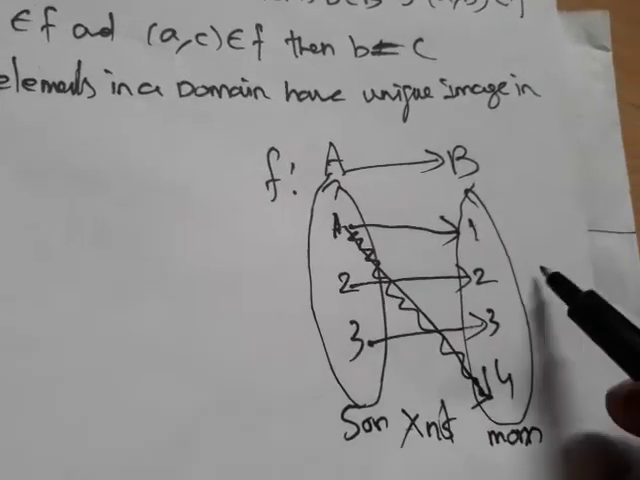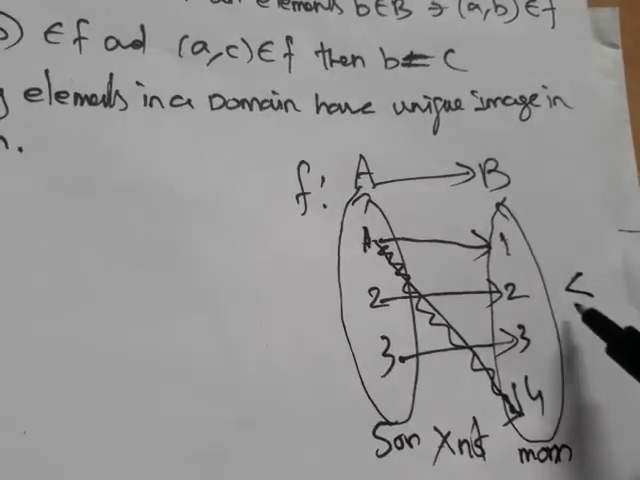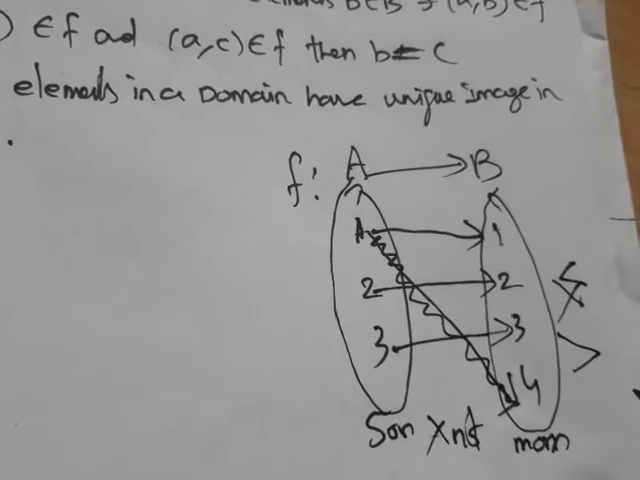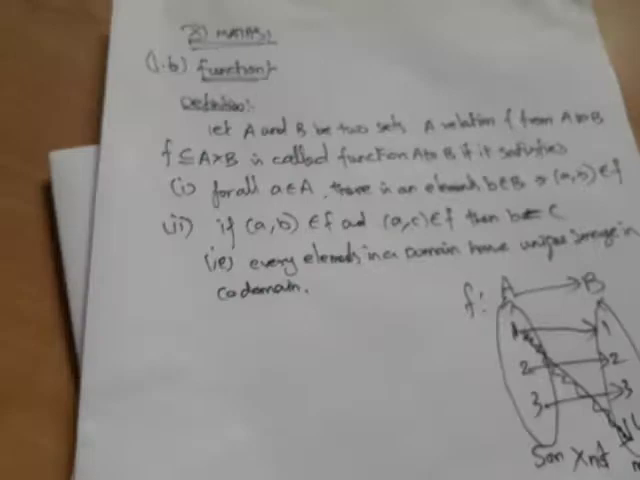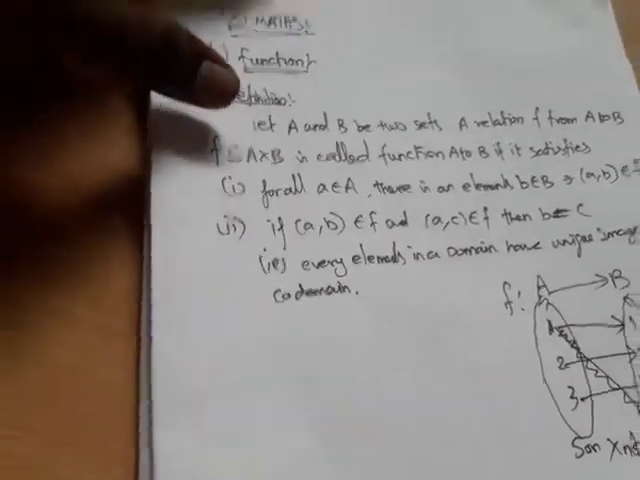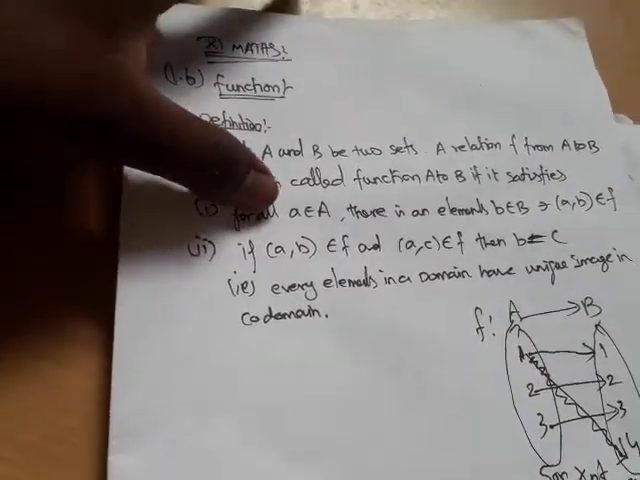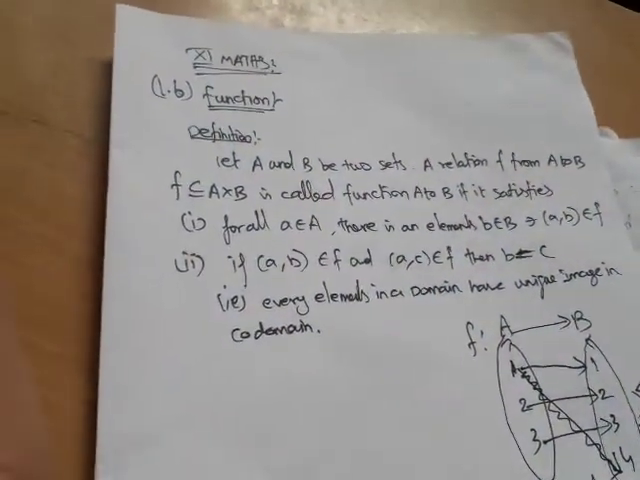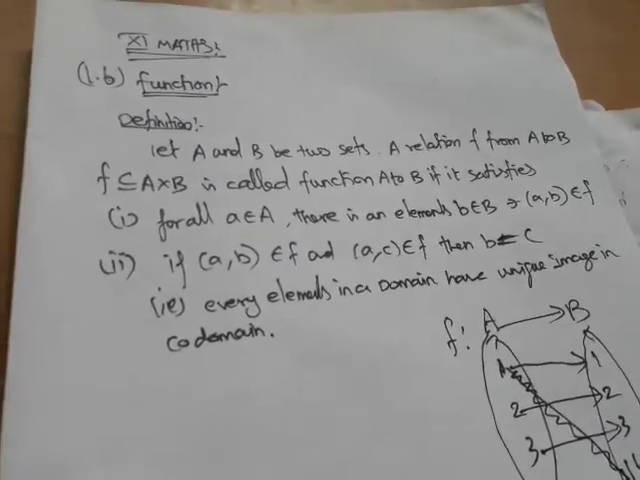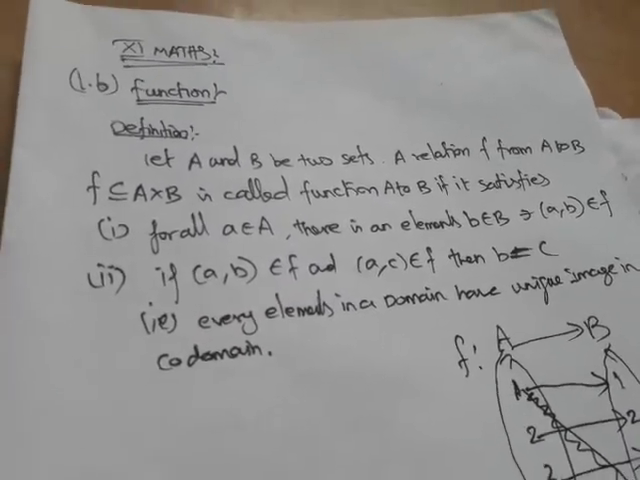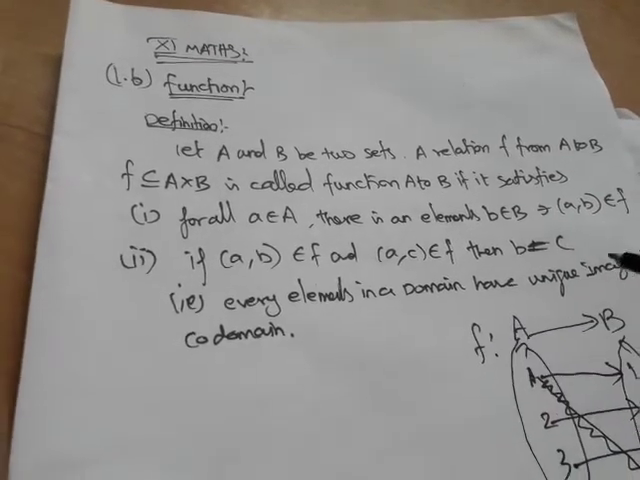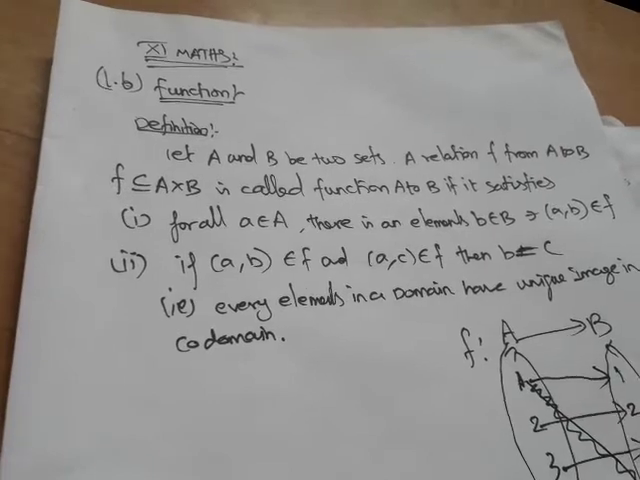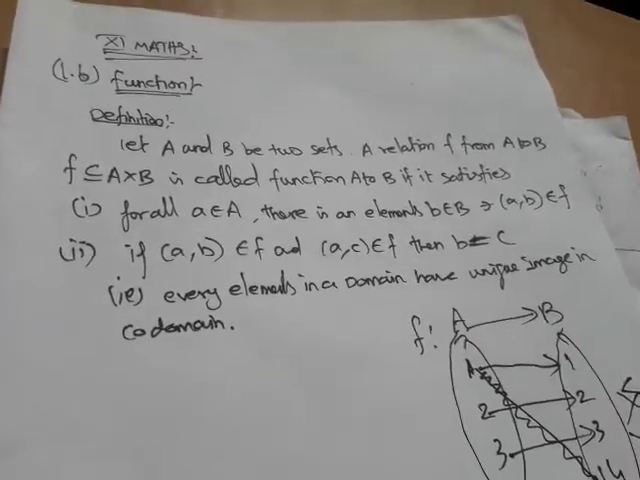Another way: if the arrows form a less than symbol, it is not a function. If a greater than symbol, it is a function. That is also easy to understand. Again I will tell the formal definition. For all a belongs to capital A, there is an element in B. So every element in the domain has an image in the codomain. The next one, every element in the domain has a unique image in the codomain. Unique image, so there are no two images for the same element of the domain.